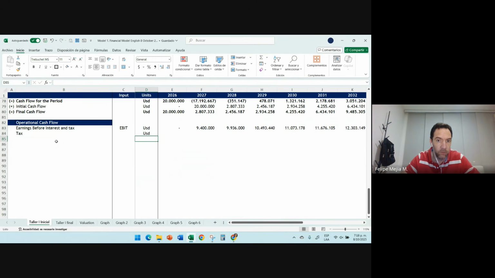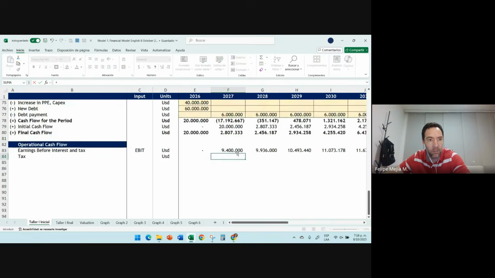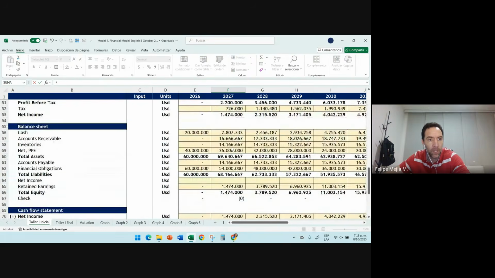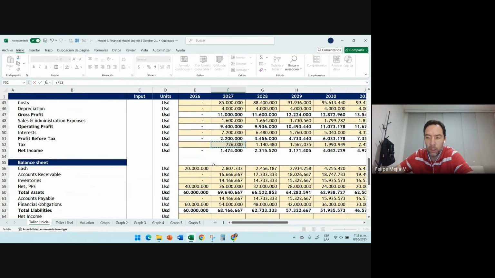Here is a common mistake you might want to avoid. Usually people take the tax from the income statement, this number here, but that is a modeling mistake. You cannot use this tax here because this tax is contaminated by this interest. And what we're trying to find here is a cash flow that is totally operational. Hence, that's why we took the earnings before interest and tax. So we cannot use this tax here.